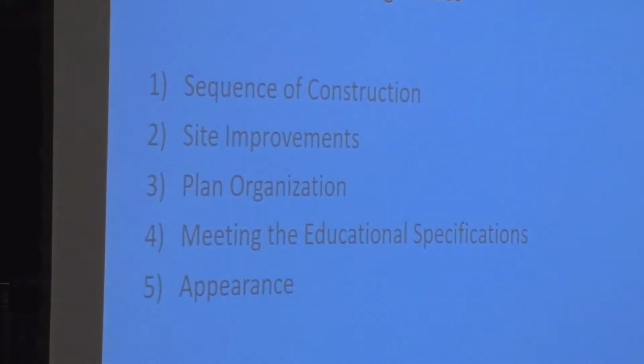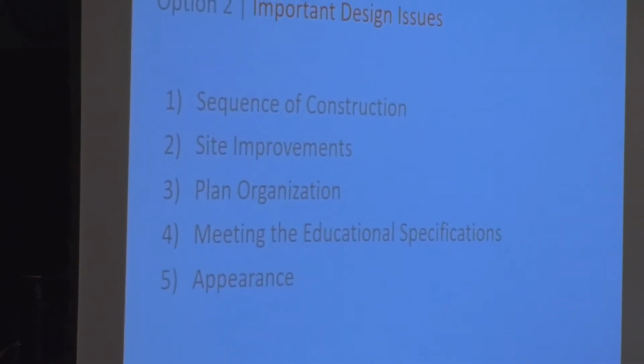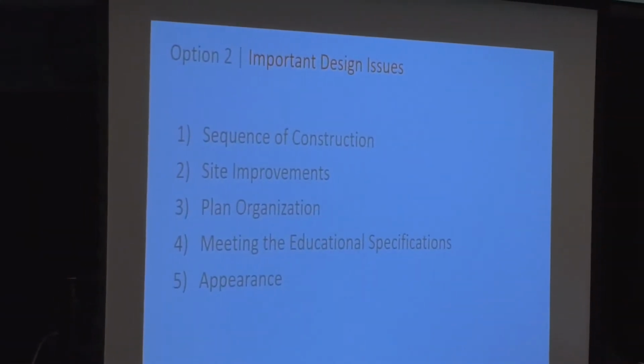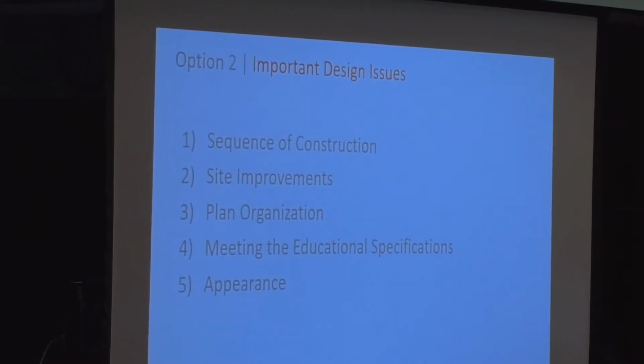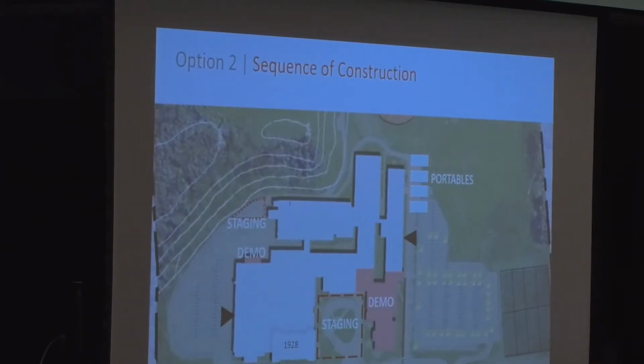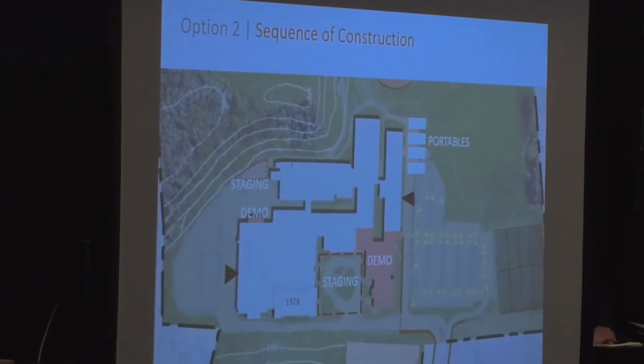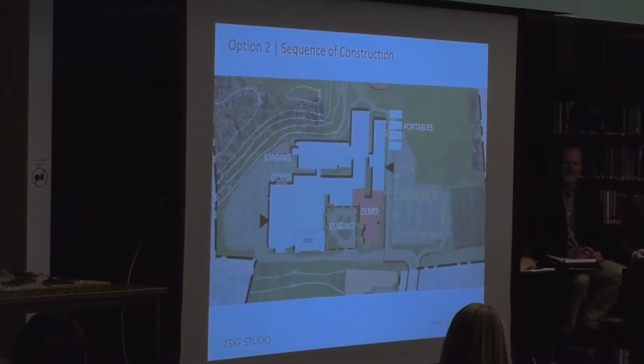Okay, five important design issues are sequence of construction, site improvement, plan organization, meeting the educational specification, and appearance, how the building looks. So these are, from the designer's point of view, very important issues, and I'm going to go in sequence. Okay, first picture is how do you start?